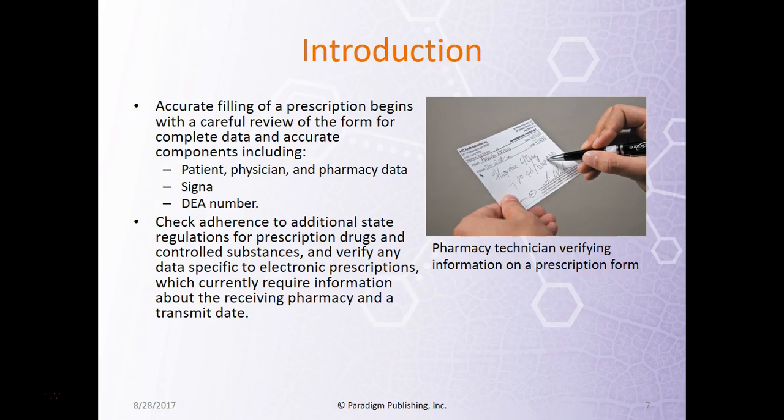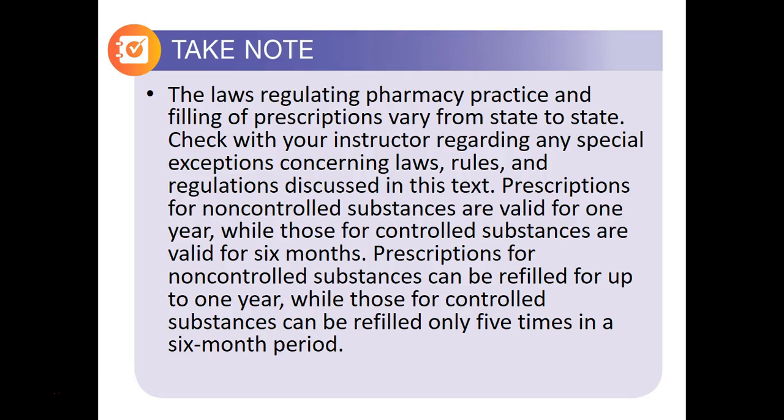Accurate filling of a prescription begins with a careful review of the prescription form for complete data and accurate components, which include the patient, the physician and pharmacy data, SIGNA, and DEA number if it's a controlled substance. Check adherence to additional state regulations for prescription drugs and controlled substances, and verify any data specific to the electronic prescription, which currently requires information about the receiving pharmacy and a transmit date.